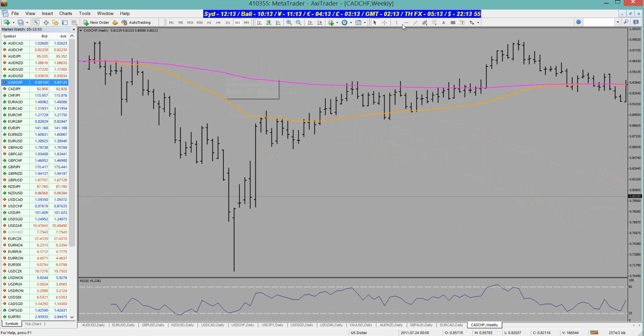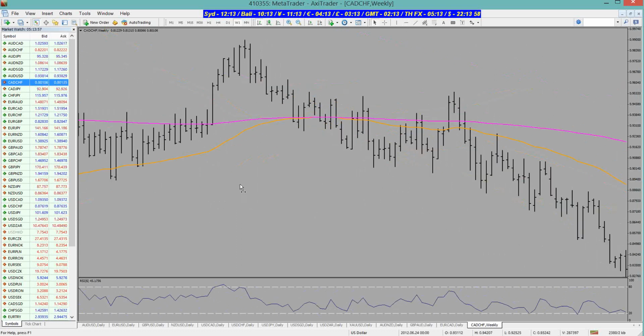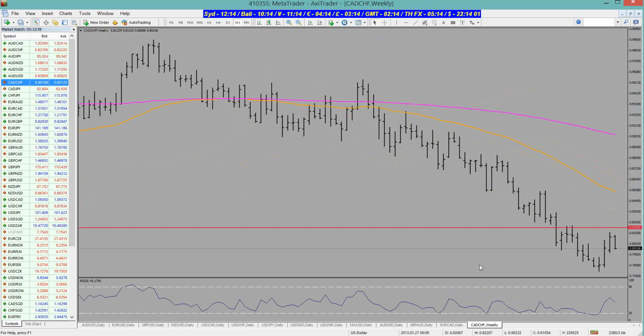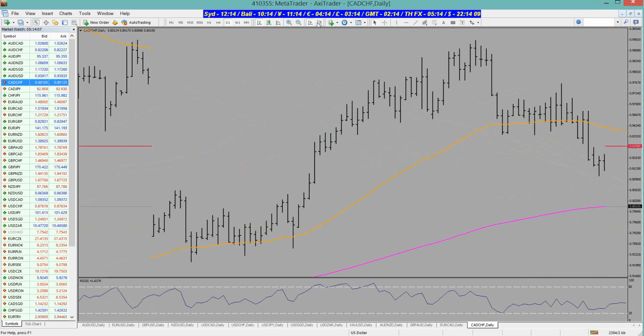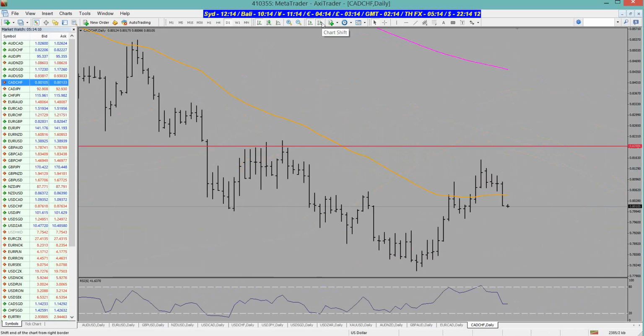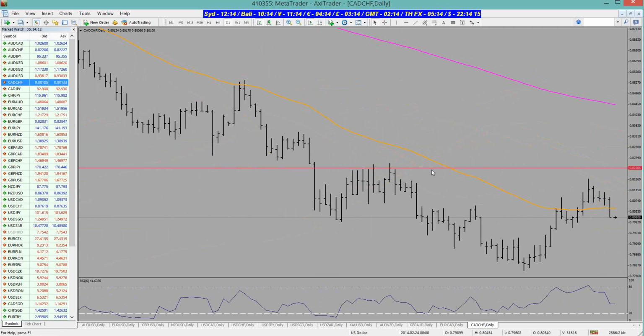Not really. Not much of a horizontal around here, is there? You go there as a horizontal, but it didn't sort of test it. And then your next horizontal would be in this area. And we're back underneath that, so perhaps that's you. See that it tried to be support and broke through it.